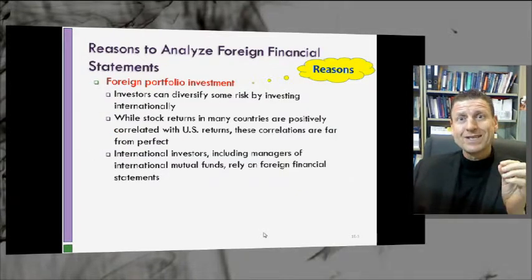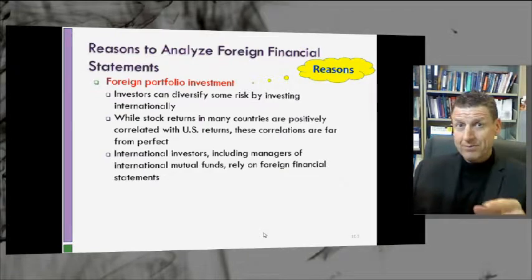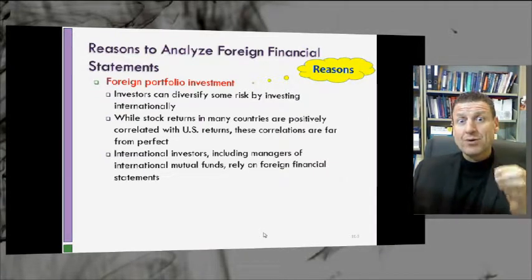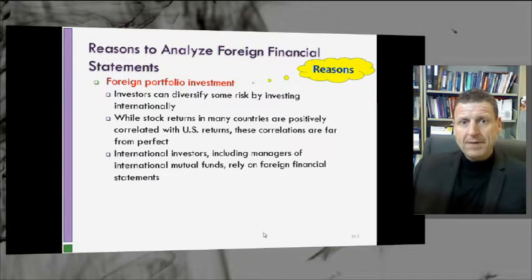Okay, so what are the reasons to analyze foreign financial statements? There are several reasons. We're going to go through them pretty quickly here. Foreign portfolio investment. Investors can diversify some risk by investing internationally.